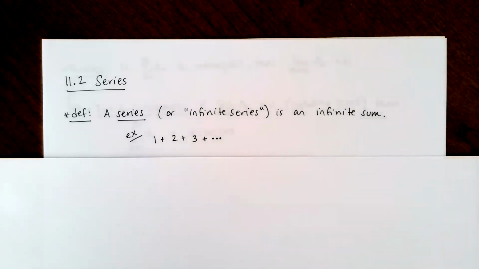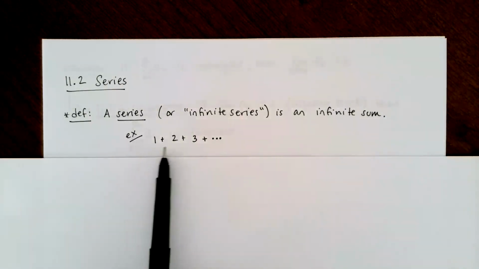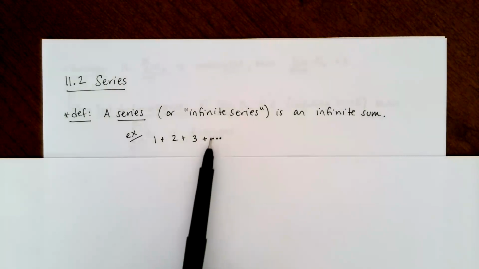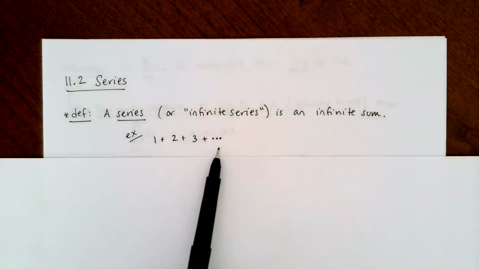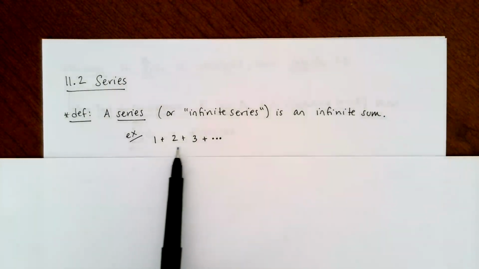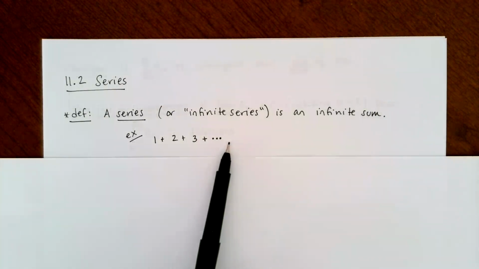Let's talk about series. On the screen here, you can see our first introductory definition. A series, you might also see the phrasing infinite series, but the infinite part is implied. A series is just an infinite sum of numbers. You can see here 1 + 2 + 3, and then this ellipsis at the end implies that this pattern continues forever. So we're going to add up all of these numbers forever.